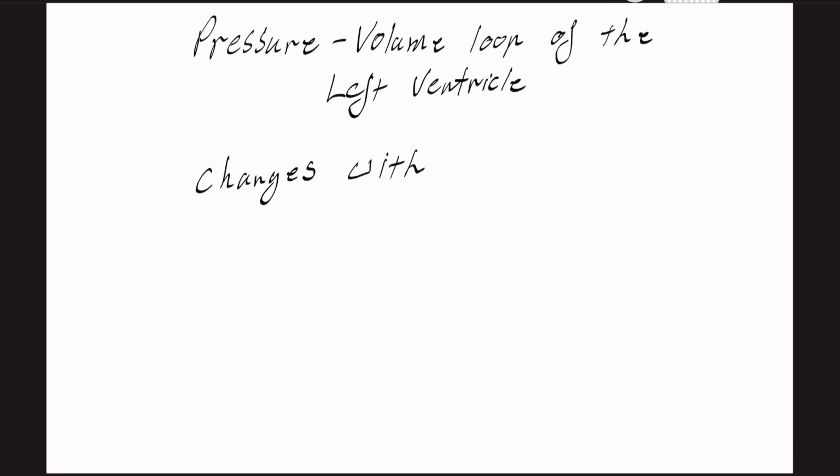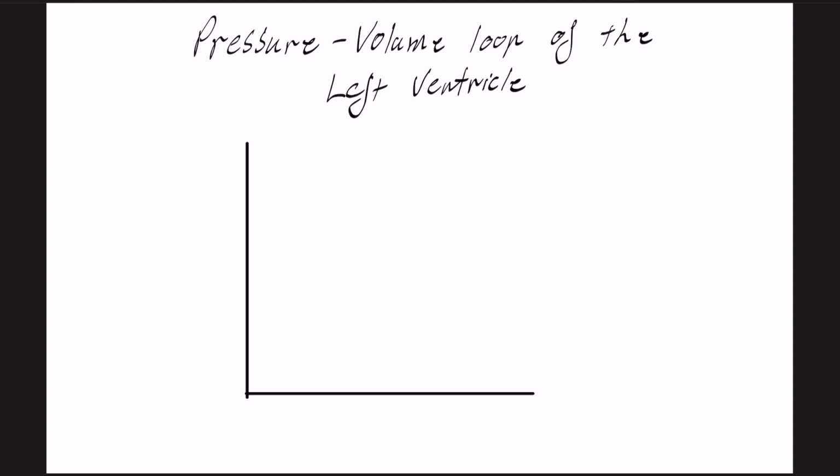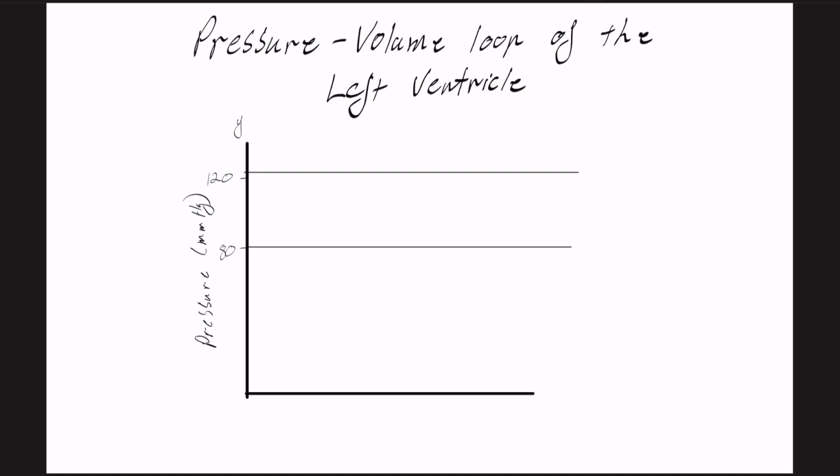So let's draw a normal pressure volume loop of the left ventricle. On our y-axis, we're going to draw pressure, in millimeters of mercury, and the two important points I'm going to mark here are 80 and 120, which is normal blood pressure, 120 over 80. Then on the x-axis, we're going to draw left ventricular volume, in mL, and the important numbers are 50 and 120.